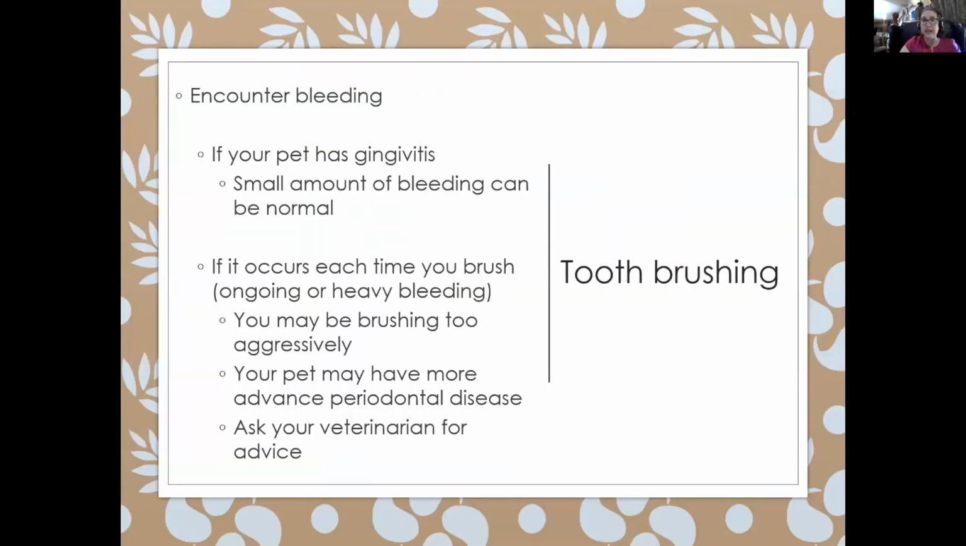If you encounter bleeding, your pet might have some gingivitis, so a small amount of bleeding can be normal. But if it occurs each time you brush, then we need to reassess what's going on, or if you encounter heavy bleeding, you might be brushing too aggressively. Your pet may have more advanced periodontal disease than what was previously diagnosed. So ask your veterinarian for advice. It may not even be related to the oral cavity. It may be something such as a bleeding disorder, or there can be a number of different reasons. But if it occurs every time that you're brushing, definitely ask your veterinarian for some advice.